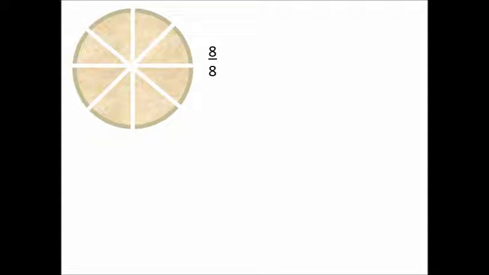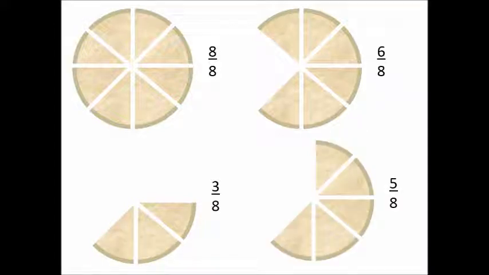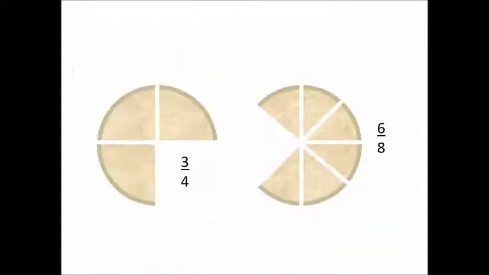This one's 8 out of 8. If we cut that pizza 8 times, we have 8 slices. So it's 8 out of 8. This one is 6 out of 8. We've eaten 2, so there's 6 slices left. This one's 3 out of 8. There's 3 slices left. And this one is 5 out of 8. There's 5 parts and 8 wholes.